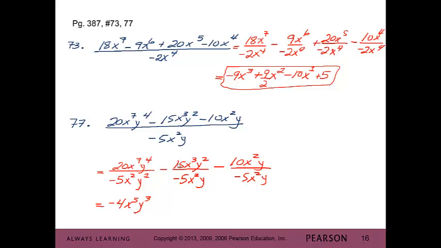And then negative 15 divided by negative 5 is positive 3. So plus 3. Remember, keep the x. And then 3 minus 2, well, that's 1. Keep the y. Don't forget the invisible 1. And 2 minus 1 is 1. And then negative 10 divided by negative 5 is plus 2. Remember, the x squares cancel each other out. The y's cancel each other out. And we're just left with negative 4x to the fifth, y to the third, plus 3xy, plus 2.